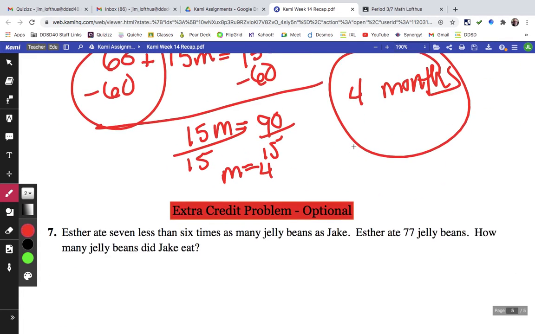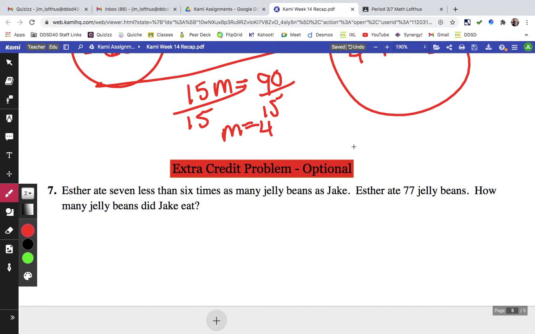And then an extra credit problem. You can let me know if you did this. Esther ate 7 less than 6 times as many jelly beans as Jake. Esther ate 77 jelly beans. How many jelly beans did Jake eat? Okay, so let's use n equal the number of jelly beans Jake ate.